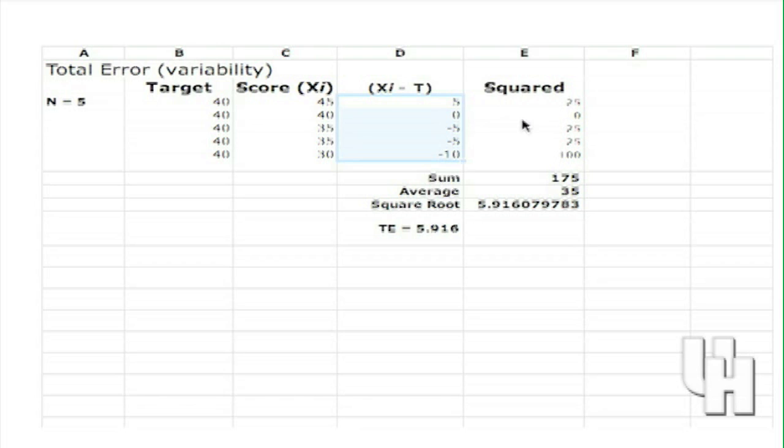Then we're going to sum those values, gives us 175. We take the average of 175, or again, divide by n, and that leaves us 35. We take the square root of 35, and that leaves us 5.916, and so our total variability equals 5.916 for rounding. So what you can see is the total error formula is a combination of steps that you've used in the constant error formula and combination of steps that you've used in the variable error formula, and they're combined in such a way that you come up with the value known as total variability.